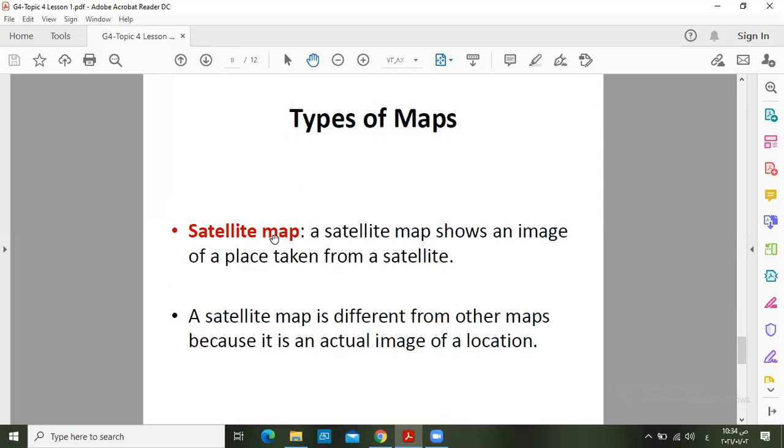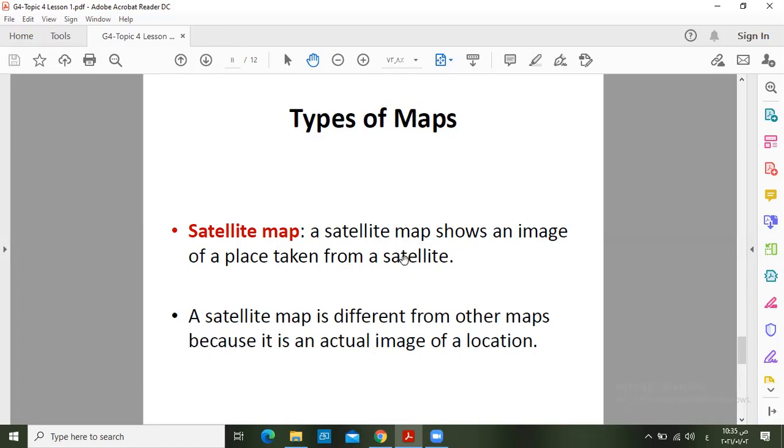This type of map, note please, very important point, you have to know that it is different from other types of maps because it's an actual image of a location. For example, if you see a satellite map for Irbid, you can actually see an image of Irbid. You can see the houses, roads, the buildings, the hotels, and so on. So it's an actual image.